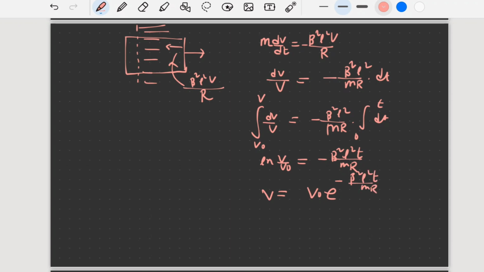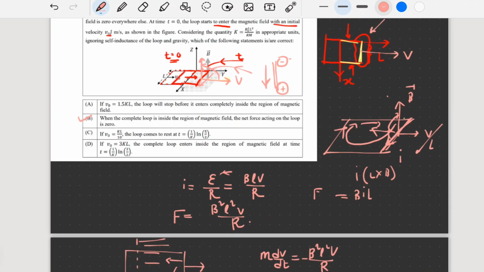So see, it will take infinite time to make the velocity 0. So we can omit option number C. The loop will come to rest after infinite time, so there is no specific time we can pick. Now the other two options we'll study.